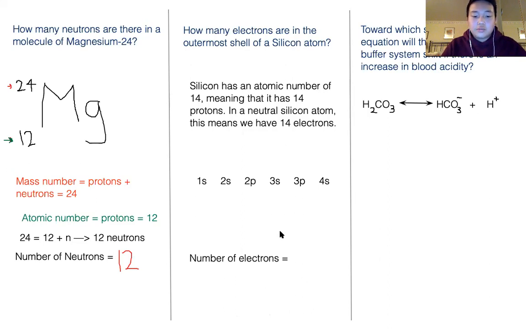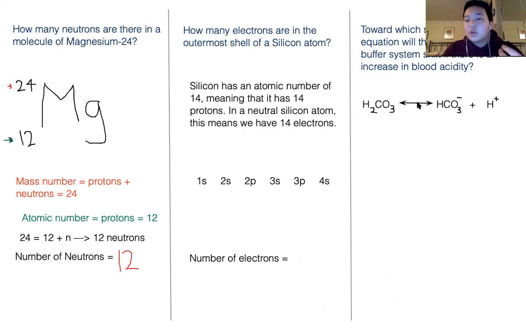The second column deals with how many electrons are there in the outermost shell of silicon. Remember that the shells are the energy levels, right? So we have 1, 2, 3, that quantum number. Since we don't have a periodic table, I provided you this kind of caption here.